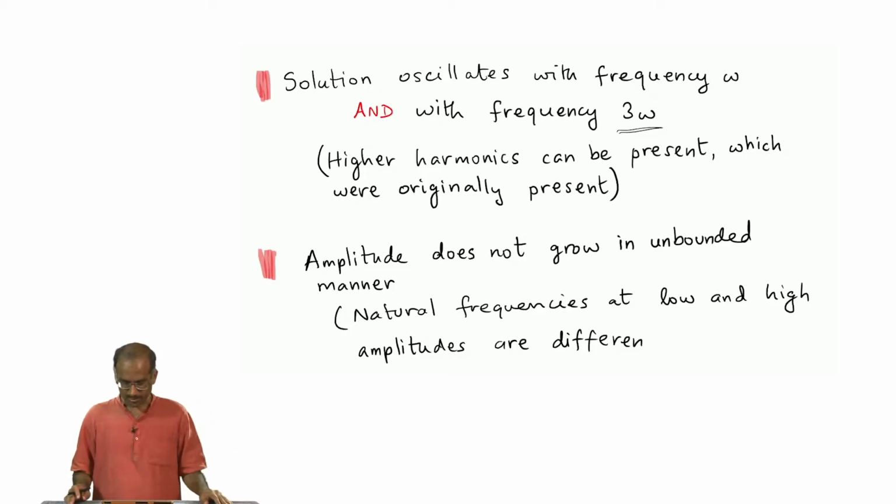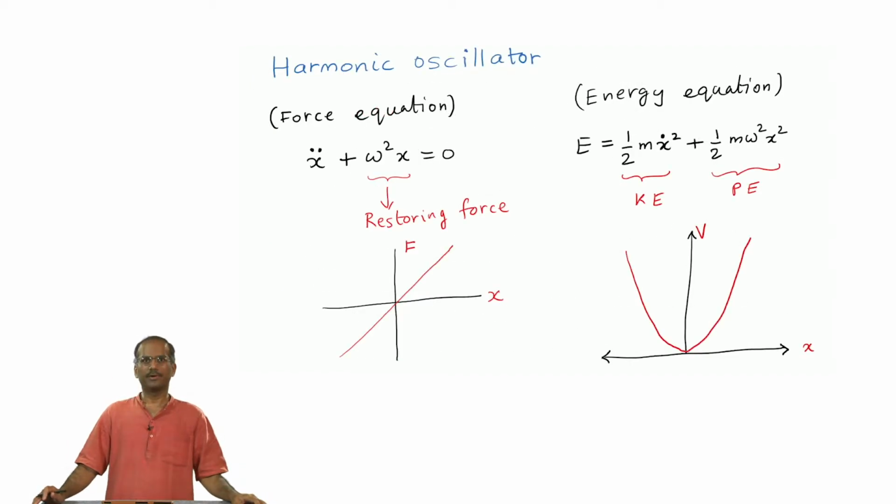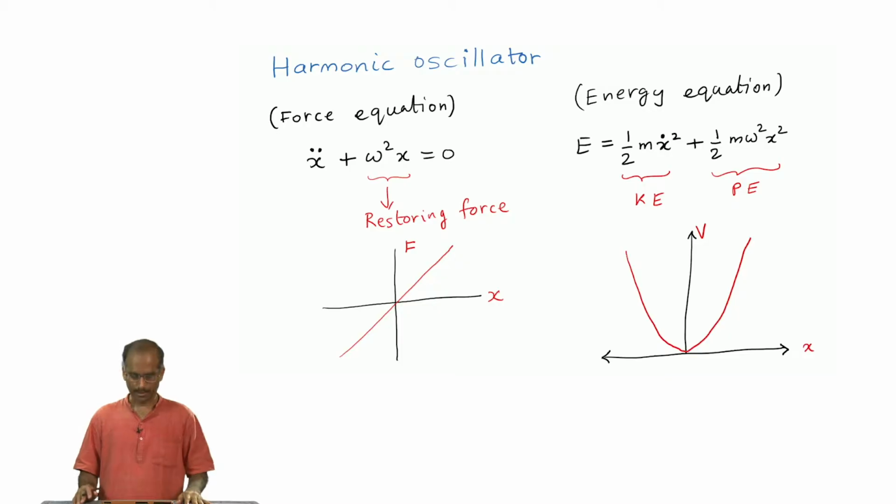That is because natural frequencies at low and high amplitudes are essentially different. So, you cannot quite match at any one frequency. So, in a sense resonance is not guaranteed to happen. It might still have large displacement at certain values, but it is not as dramatic as in the case of linear systems.